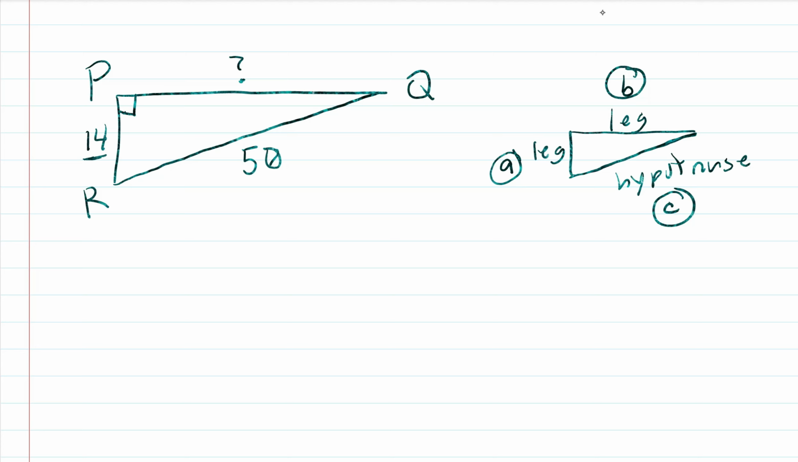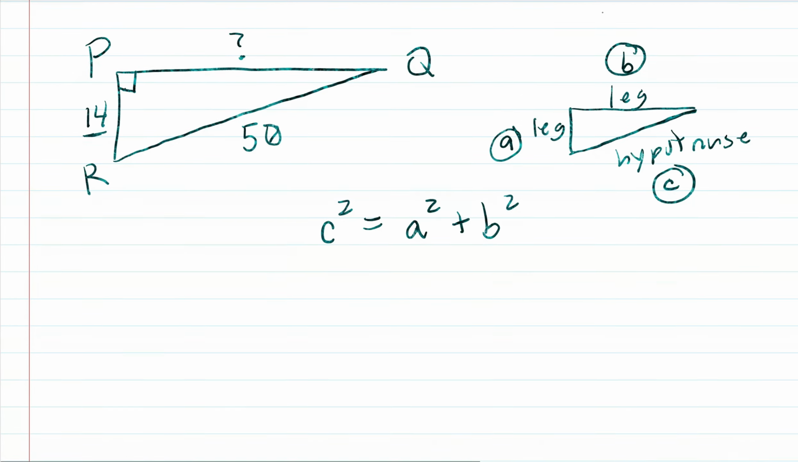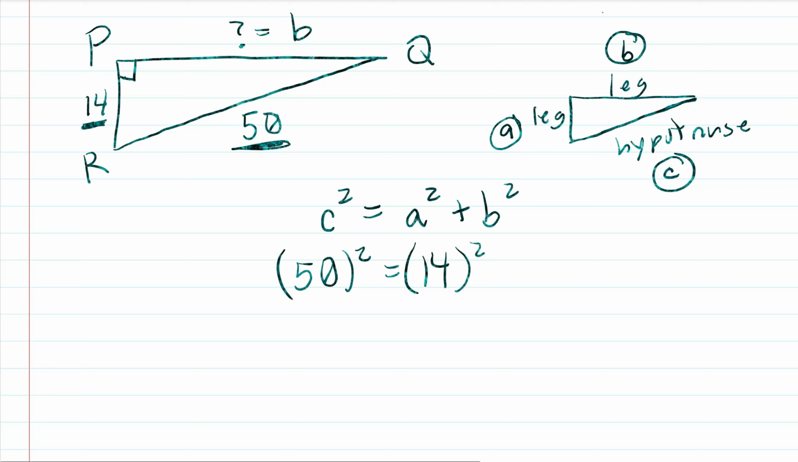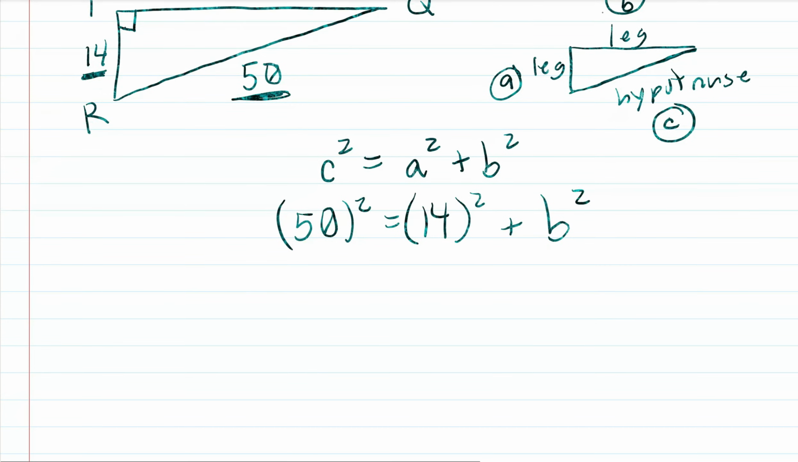If you recall, the Pythagorean theorem is c squared equals a squared plus b squared. That's the Pythagorean theorem, and it's only for right triangles. If given two sides, you can figure out any other side. We're given the hypotenuse, which is 50, and we square it. We're given this 14, which is one of the legs, so we take that and square it. And then this will be b, the other leg, so we'll say b squared. We don't know what that is.